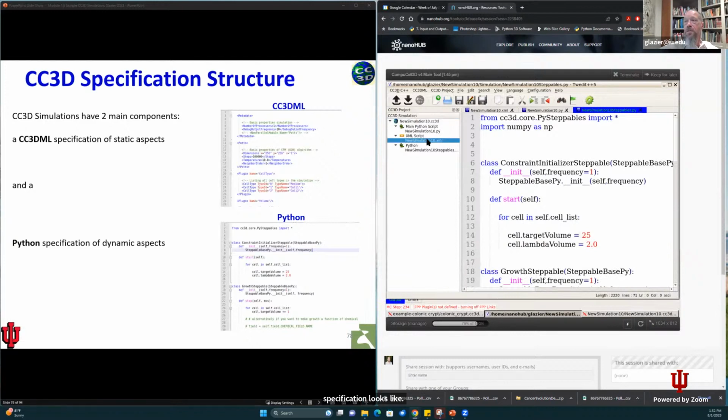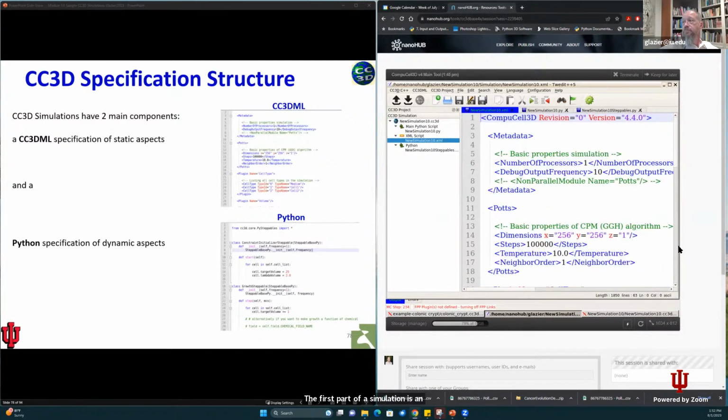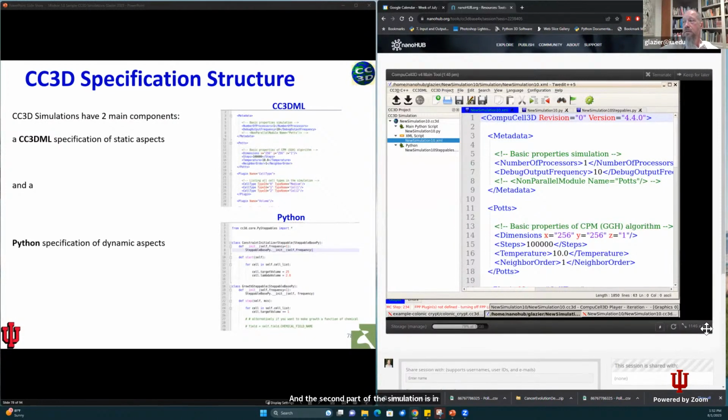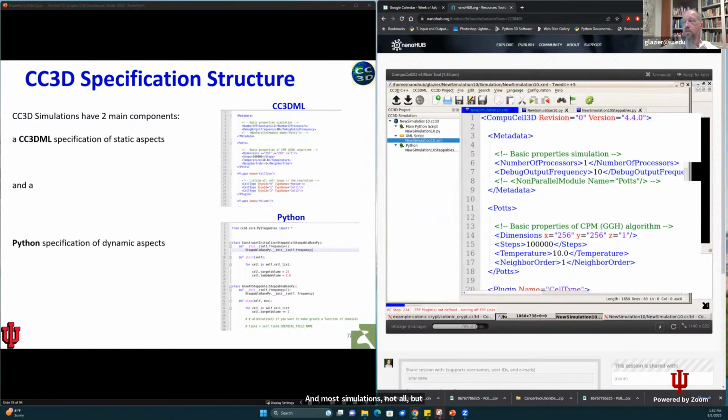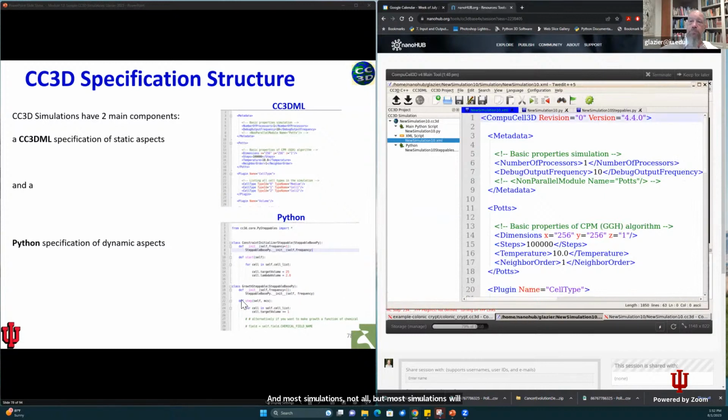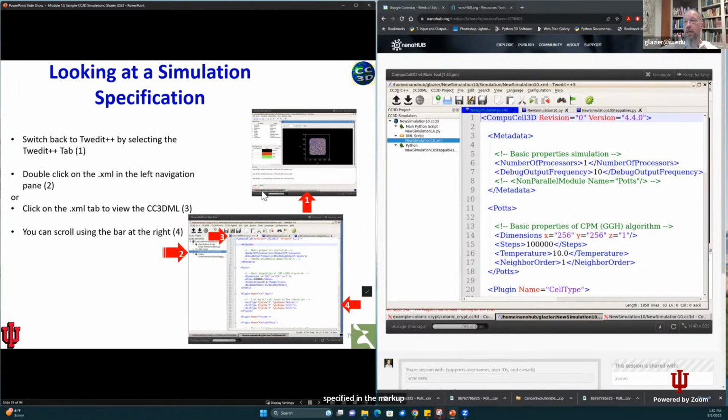The first part of a simulation is in XML. And the second part of the simulation is in Python. And most simulations, not all, but most simulations will contain a mixture of those two languages. In general, the static aspects of the simulation are specified in the markup language. The dynamic aspects are specified in the Python. To see that, we double click in Twedit on the name of the simulation. It'll open up a cascade of windows, 3 in this case, that specify the simulation.